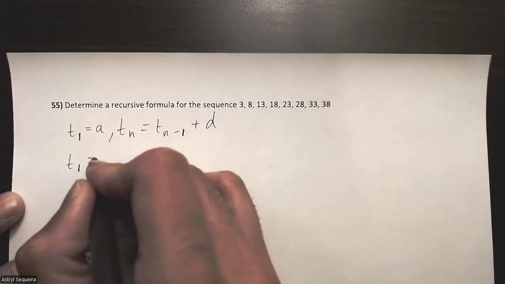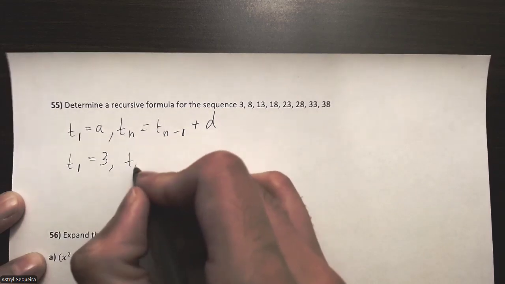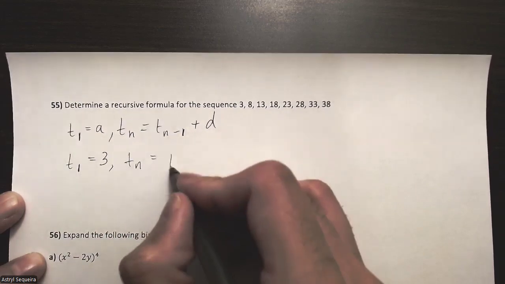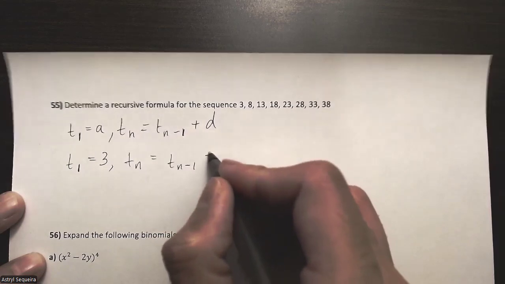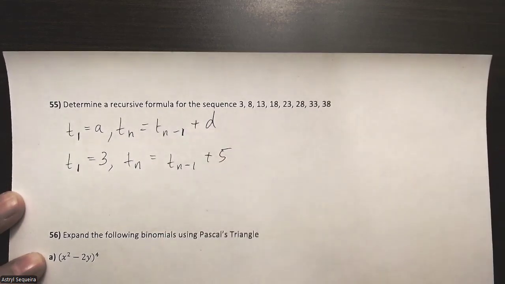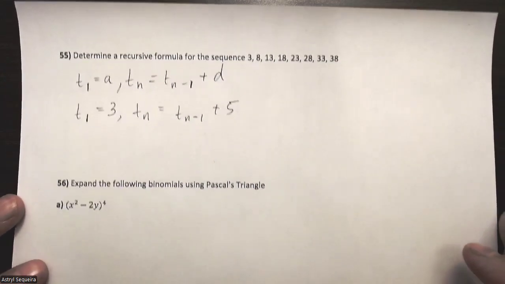So all I have to do is sub this all into this equation. I know my first term equals 3. And then each term is just the previous term plus a common difference of 5, because it increases by 5.